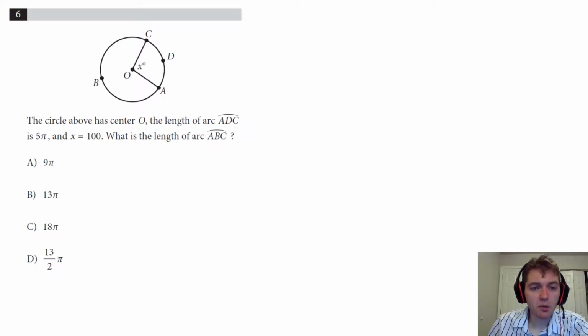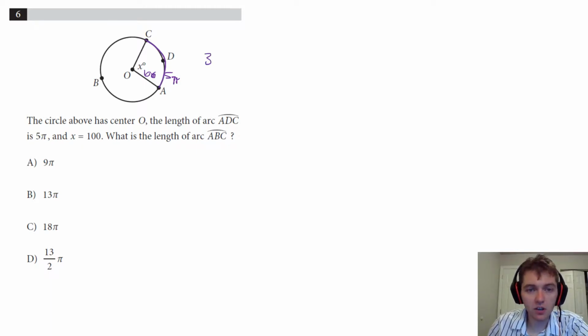Problem 6. The circle above has center O and the length of arc ADC is 5 pi, and x is equal to 100 degrees. What is the length of ABC, the remaining segment of the circle? The first thing to recognize is that because they give you x equal to 100, you know the degrees for the remainder of the circle.